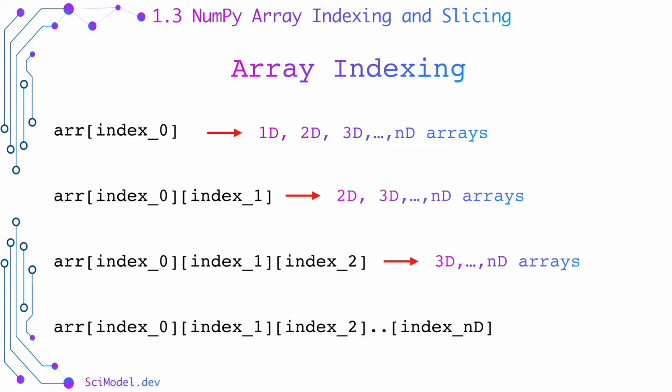Next, using three indices to index an array can only be used with three-dimensional arrays and higher. Lastly, n number of indices can be used with n-dimensional arrays only, as using it with lower ones will result in an error. Note that array indexing always starts from axis 0, then axis 1, all the way up to the last specified axis.